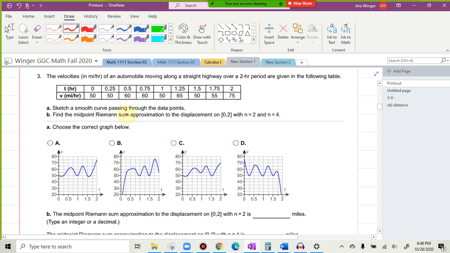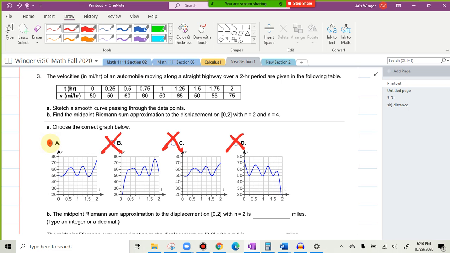Right, sketch a smooth curve passing through the data points. All right, process of elimination. At 0, it needs to start at 50. At 2, it needs to be 75. They both do that. At 1, it needs to be 50. Okay. It's checking 0, 1, and 2. Gets rid of all the stuff.